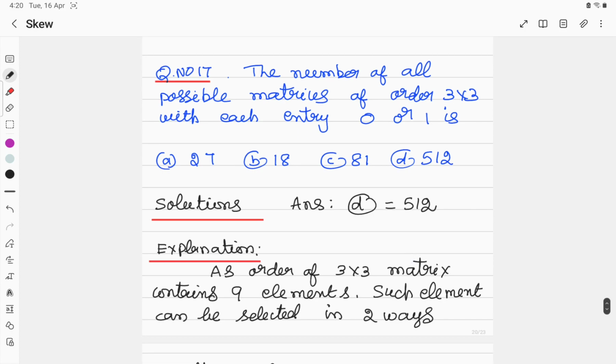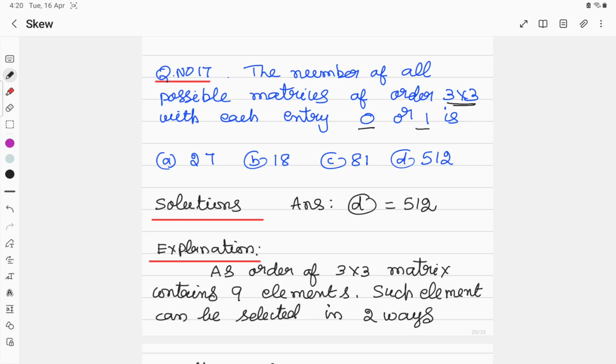Question 17. The number of all possible matrices of order 3 into 3 in which each entry is 0 or 1 is: A 27, B 18, C 81, D 512. Your answer D. D is equal to 512.